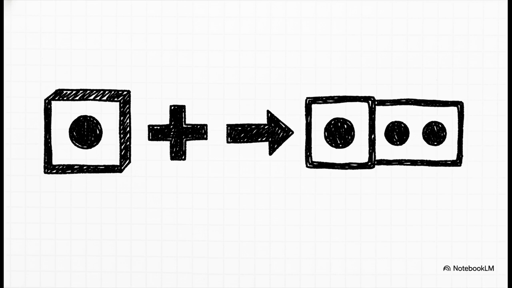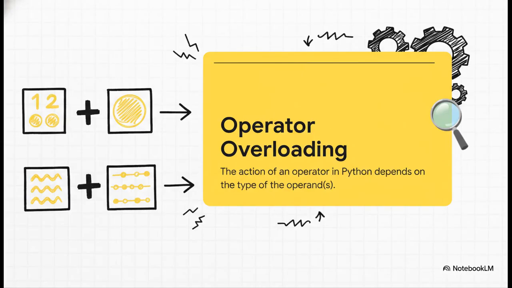Instead, it just joins them together end to end. We call this concatenation. So the string 1 plus the string 2 becomes the string 12. It's the same operator, but a totally different job based on the data you give it. This really powerful idea actually has a name. It's called operator overloading. It's a key feature in Python that makes the language feel so flexible and intuitive.